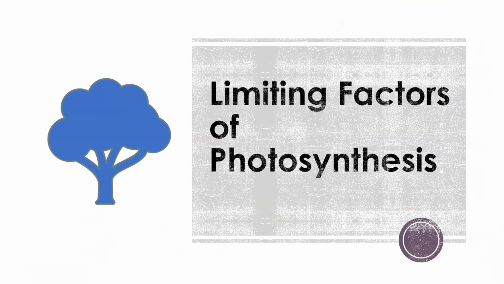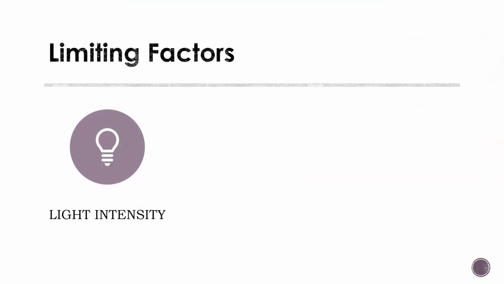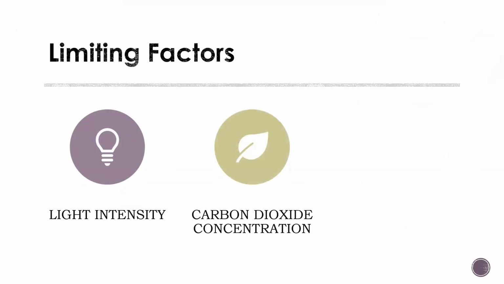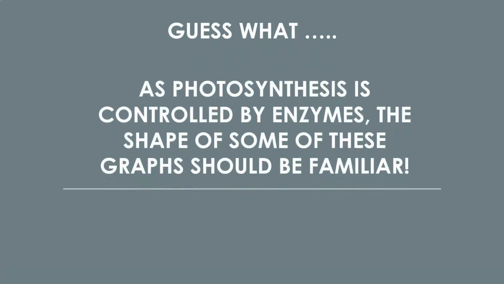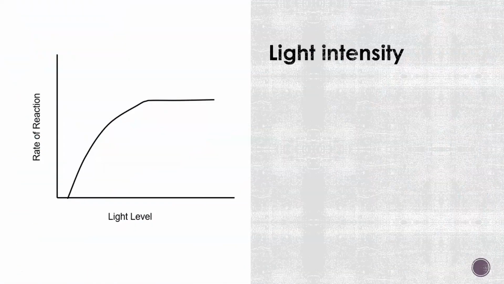Okay, so we're going to have to look at the limiting factors of photosynthesis. These are the factors that will affect the rate of reaction in photosynthesis. Those limiting factors are light intensity, carbon dioxide concentration, and temperature. Now, guess what? You're about to view some graphs, and these graphs are going to be quite familiar because photosynthesis is controlled by enzymes. The shape of some of these graphs should be very familiar to you.